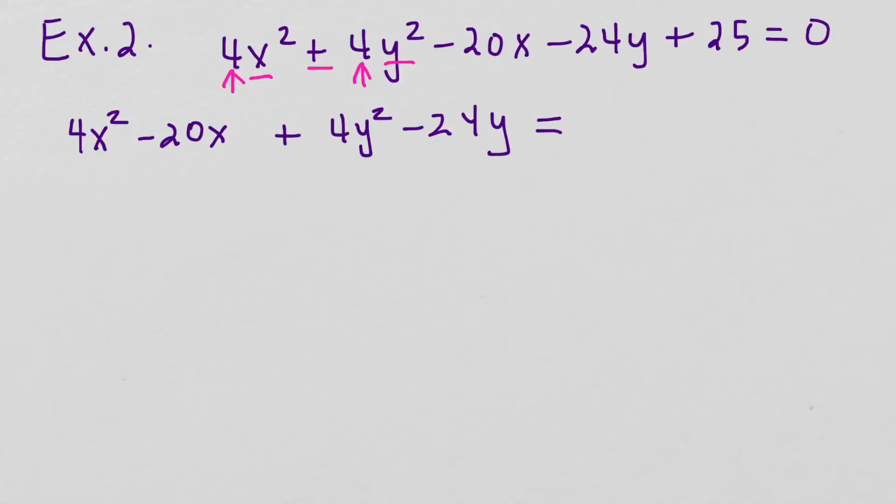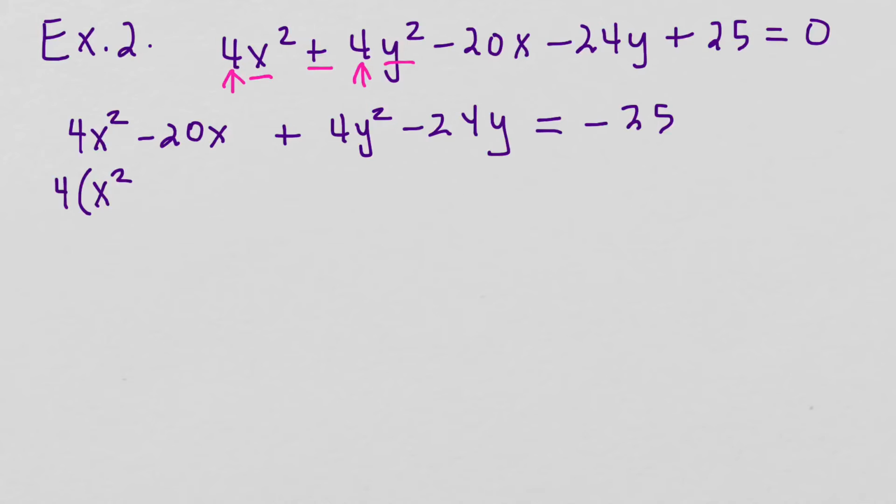And this time I have to subtract the 25 over to the other side, which makes it negative. All right, now the next step when you have a non-one coefficient in front of the squared terms is you pull it outside the parentheses like that, which causes a distributing setup.